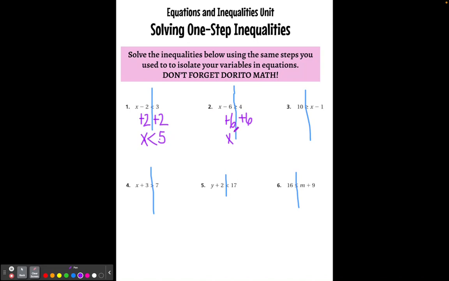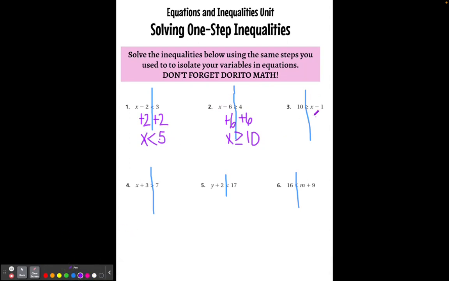And I'm going to bring down my greater than or equal to symbol. And then I'm going to add 4 plus 6 to get 10. Okay. And all this is saying is whatever number I plug in here has to be either 10 or greater than 10 for this to be a true statement.